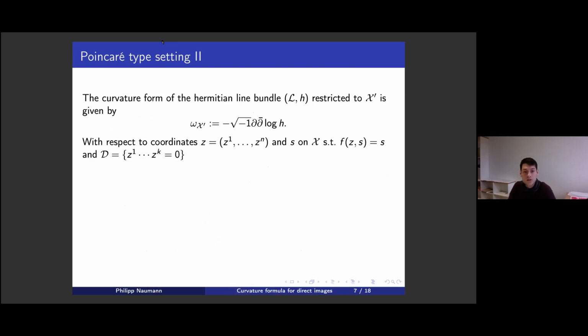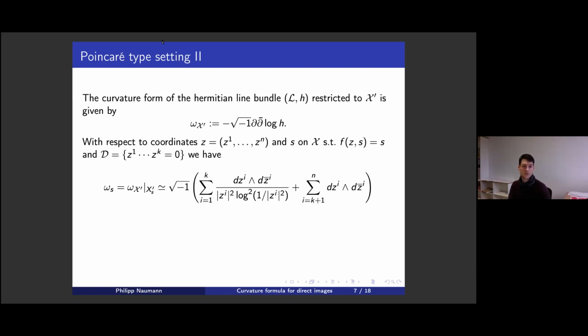Maybe I would like to recall what a Poincaré type metric is. For this, I take some holomorphic coordinates, z1 up to zn. So n should be the dimension of the fibers, and s is a coordinate in the base direction. Together they form a system of coordinates on the total space. With respect to these, the divisor D, which is supposed to be s and c, is given just as a union of hyperplanes. And then I can write down this Poincaré type scalar metric on the open fibers, omega s, in this usual form.